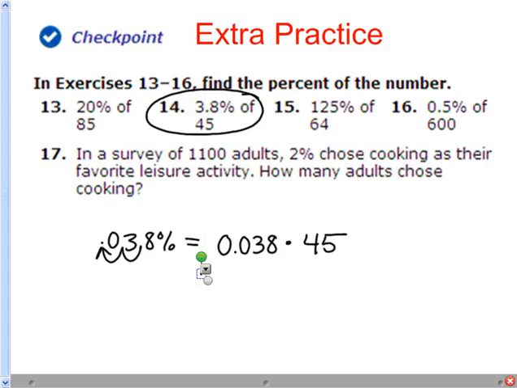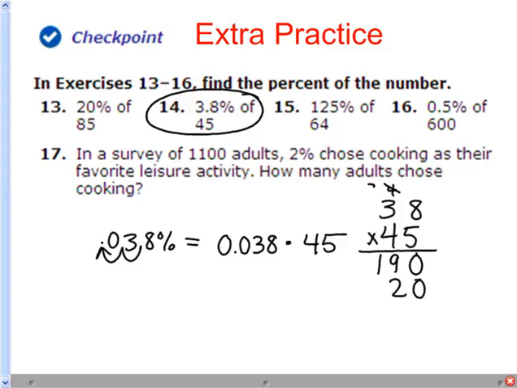Now, because I'm trying not to use a calculator, I'm just going to multiply 38 times 45 first. I'm going to use traditional here. 5 times 8 is 40. 15 and 4 is 19. Oops, excuse me, 32. 12 plus 3 is 15. So 0, 7. So we're getting 1,710 as the answer to 38 times 45.